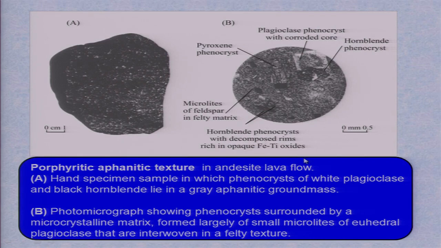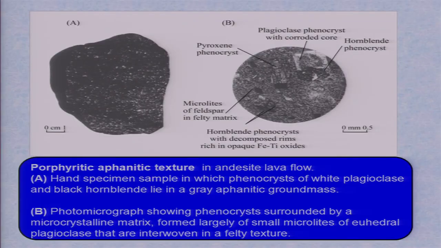Plagioclase that are interwoven in a felty texture. This entire plagioclase is interwoven. As I said earlier, texture is the interweaving of the grains. The mineral grains are interwoven with each other, and these plagioclase grains give rise to a variety of texture which is known as felty texture.